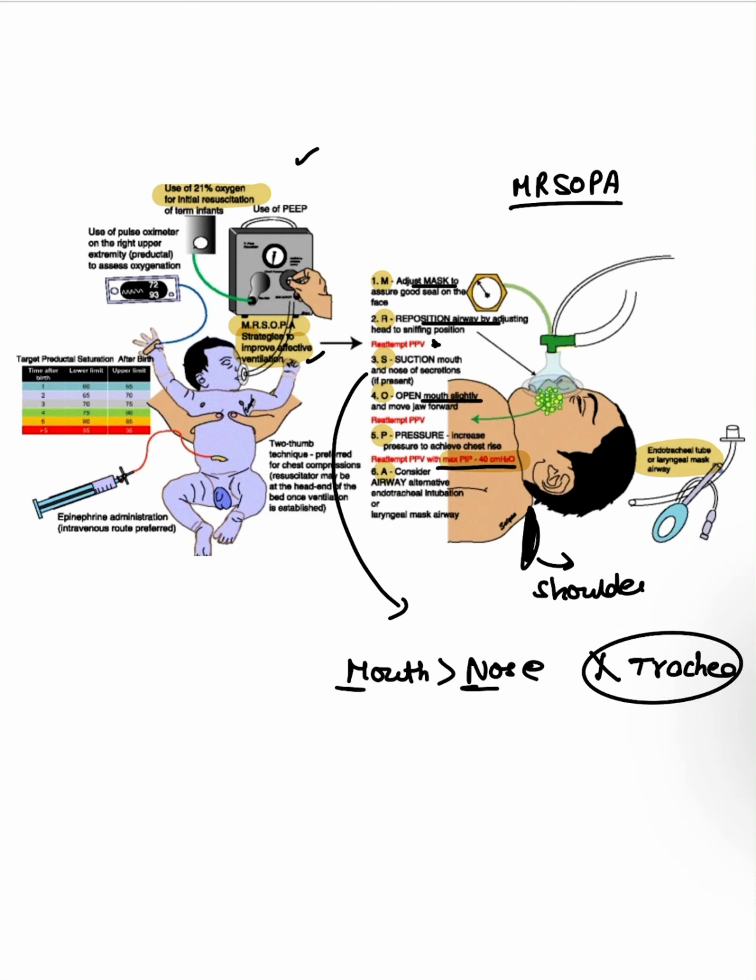P is for increase the pressure, guys. The maximum pressure that can be given is 40 centimeters of water. This is important from the MCQ aspect. Okay. Then A is for alternative airway, like endotracheal intubation or laryngeal mask airway. So this is basically a laryngeal mask airway which is demonstrated, and this one that is demonstrated is the endotracheal intubation.